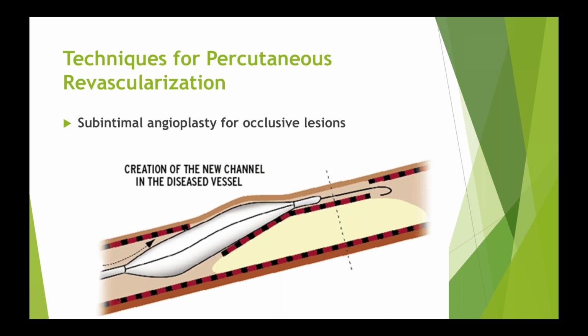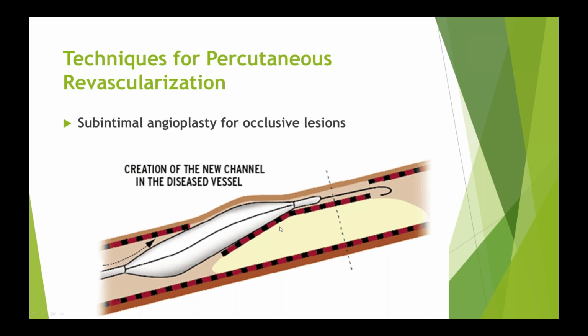Any questions thus far? So what are the techniques that we use for percutaneous revascularization? The most well-known technique is subintimal angioplasty, which is a technique by which a wire is advanced through the intima of the blood vessel beyond the vascular occlusion. By doing so, the occlusion is crossed and is amenable to different treatments you can do, such as angioplasty or stent placement.